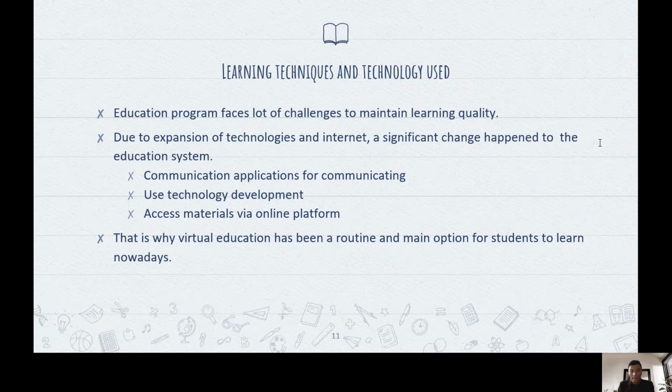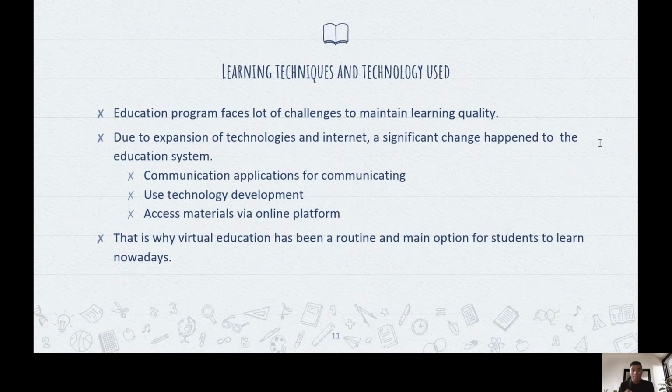There are various learning techniques and technology used during this COVID-19 pandemic, like using communication applications for communicating, using technology development for daily use, and even accessing online material through online platforms, where students no longer need to go to the library to find book resources.